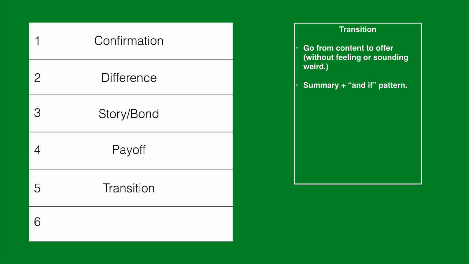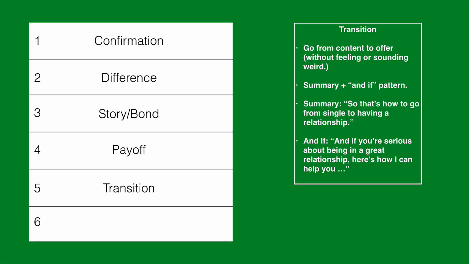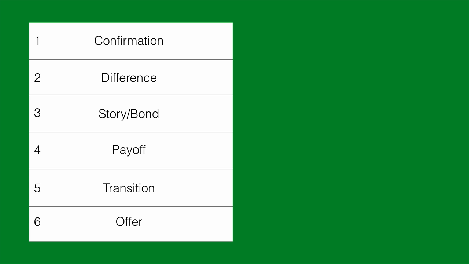If we were using this dating webinar example, the summary part would sound maybe something like this. We would go, so that's how to go from being single to having a relationship. Really simple. We just summarize what we just said. And then we go to the and if part. So here's where we would say, and if you're serious about being in a great relationship, here's how I can help you. And then, boom, we would just transition right into the next phase, which is, of course, the offer.